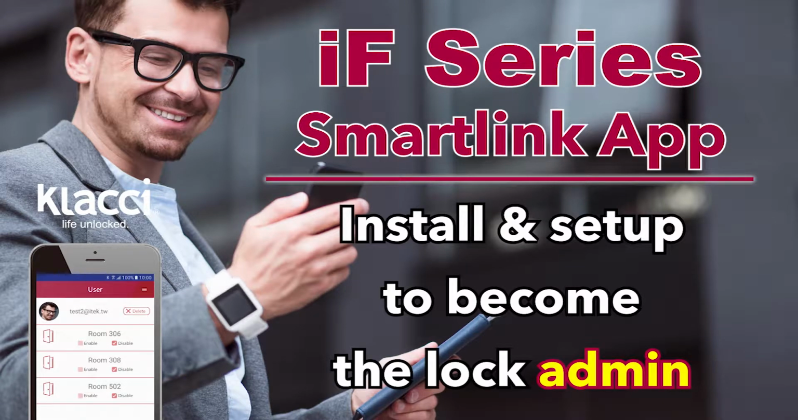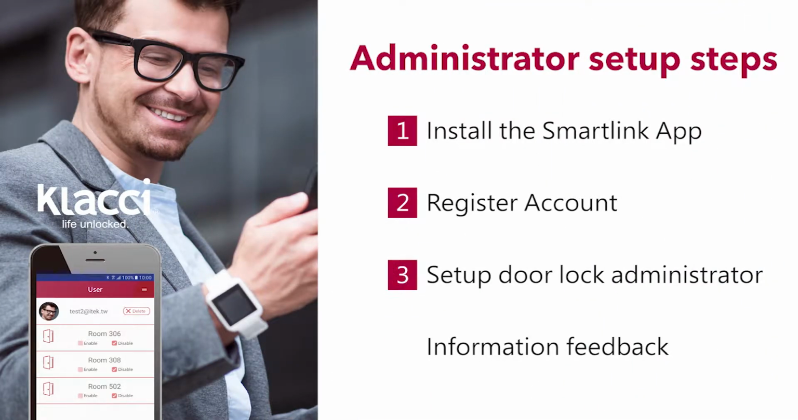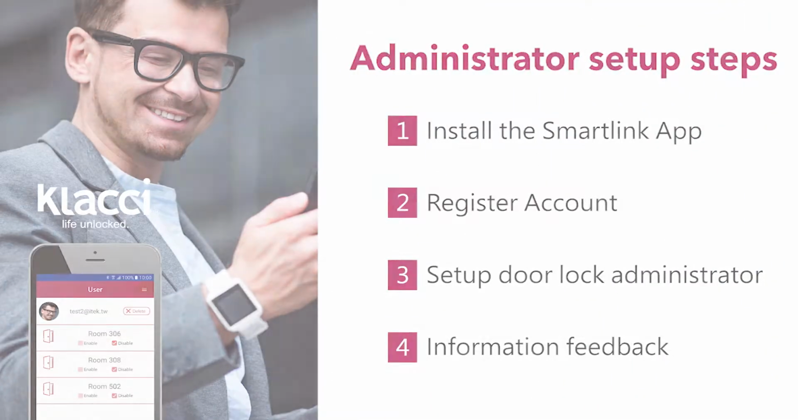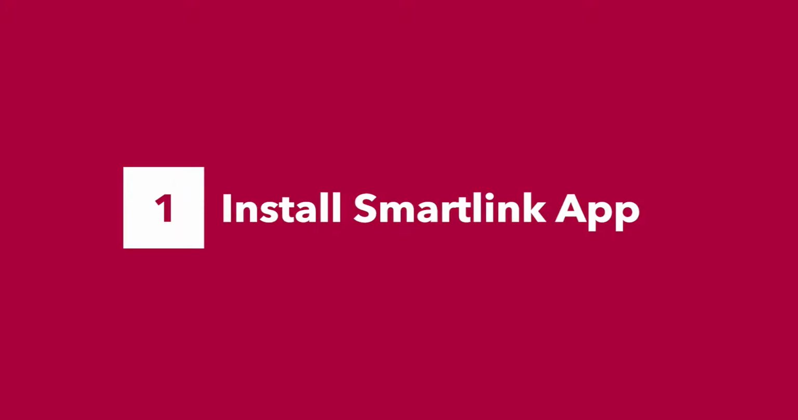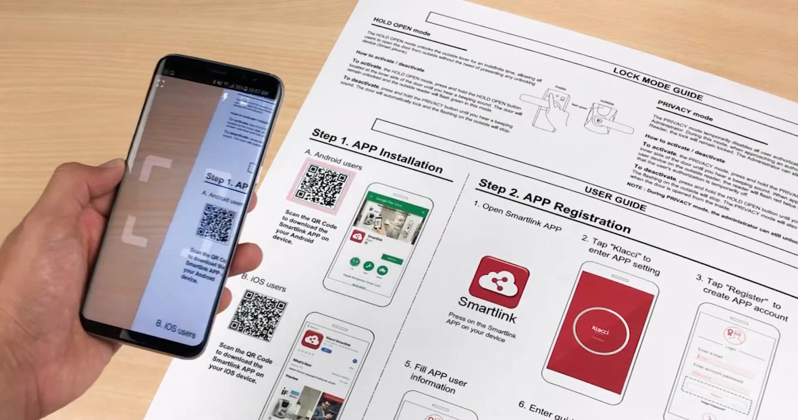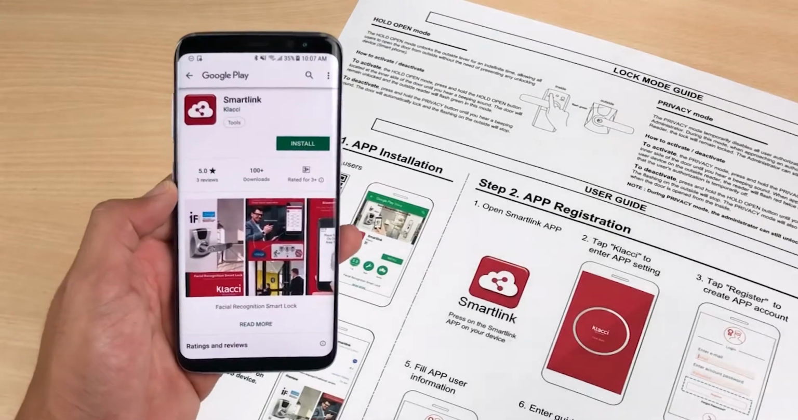How to install and set up the Smartlink app to become the lock administrator. To begin, please find a compatible smartphone or tablet. Scan the QR code on the installation instructions. Download the Smartlink application.